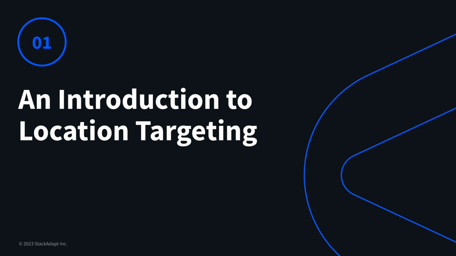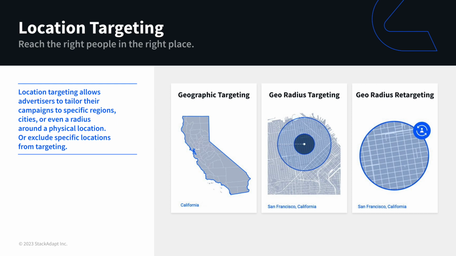So going ahead, starting with the first topic, an introduction to location targeting. We're going to start off with the broad basics of what we think of when we think about location targeting. So in a nutshell, location targeting allows advertisers to tailor their campaigns to specific regions, cities, or even a radius around a physical location, or exclude specific locations from targeting. And you can imagine this is going to be hyper relevant for programmatic advertising, or advertising in general, across a wide array of verticals. Within StackAdapt, when we think about location targeting, we think about 3 main types.